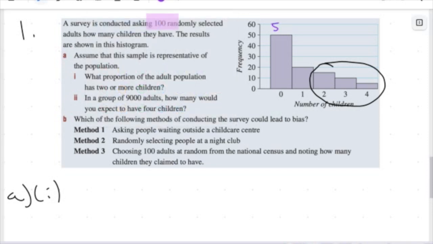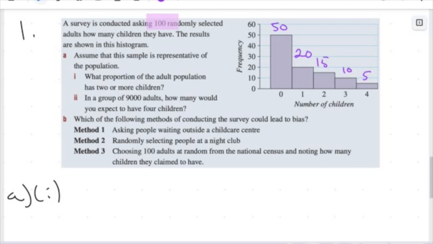So 50 people have 0 children, 20 have 1 child, and that looks like 15 have 2 children, 10 have 3, and 5 have 4. So if we add this all together, we're gonna get back to 100. So this is all good.